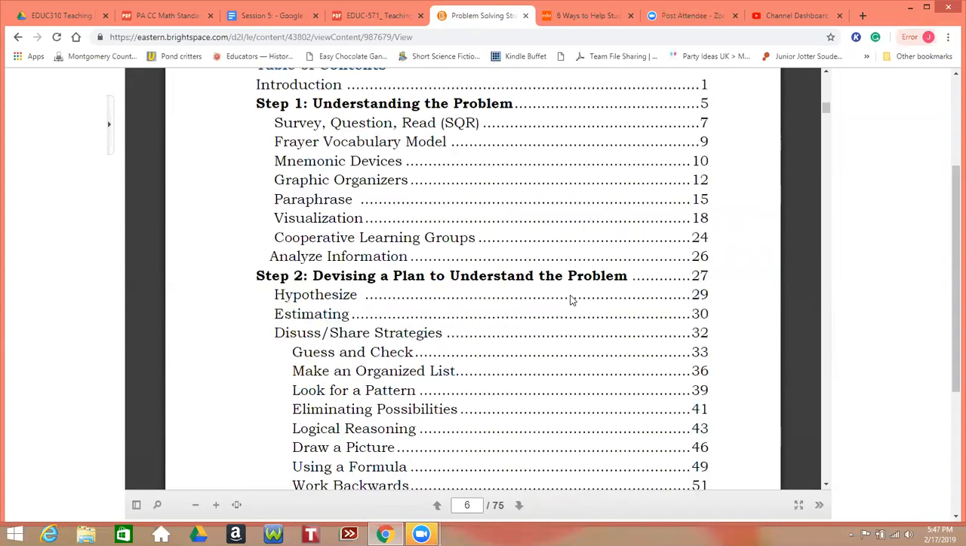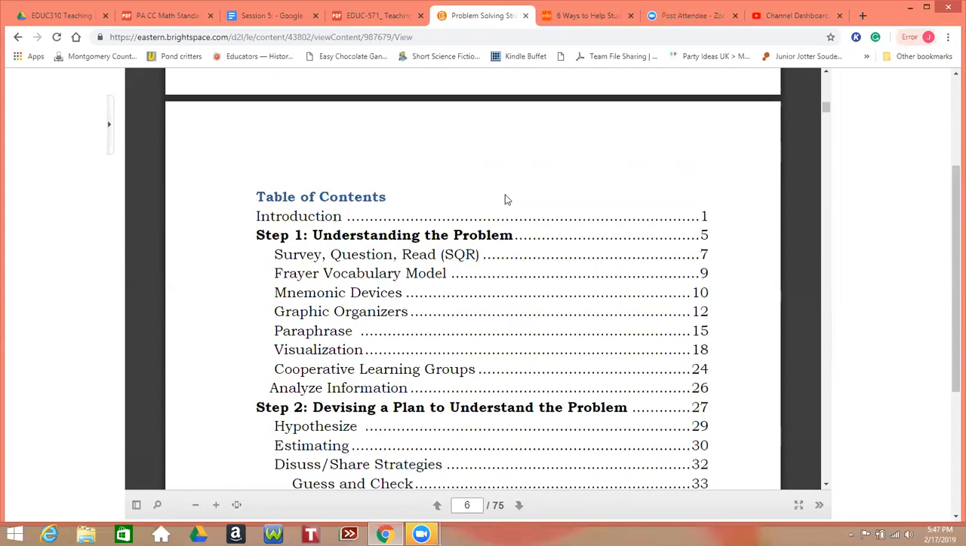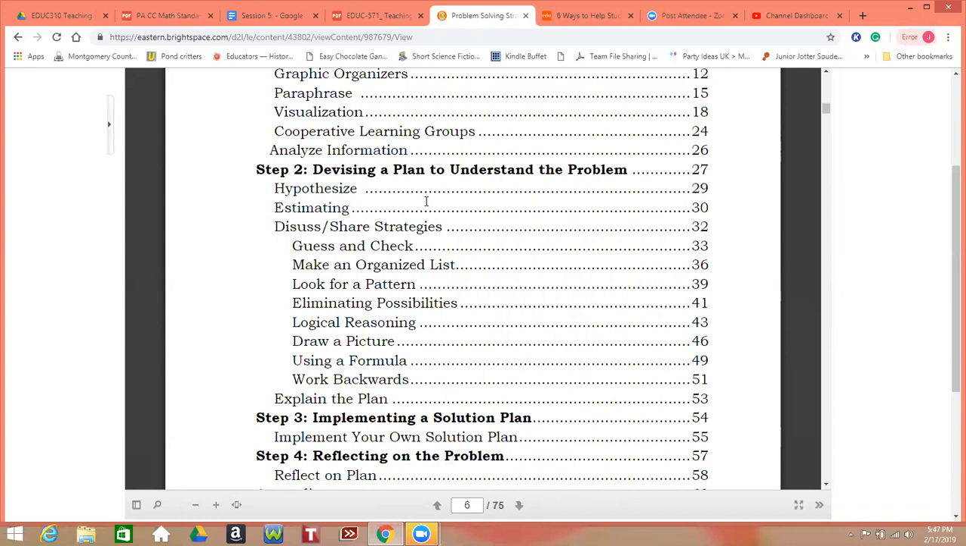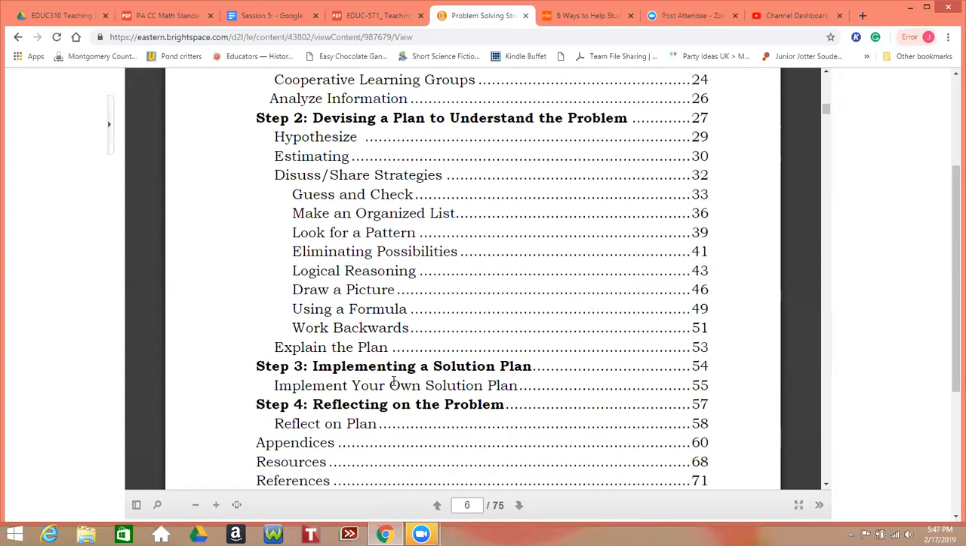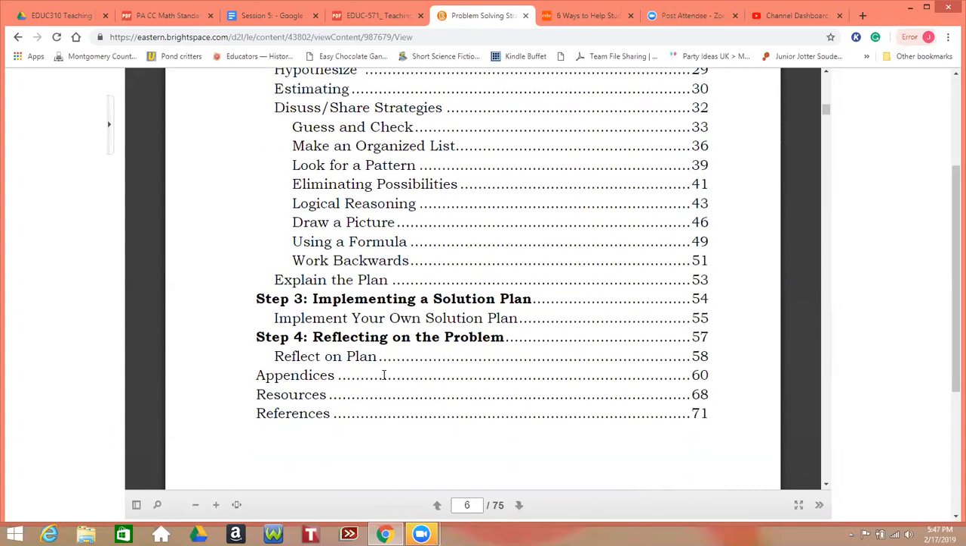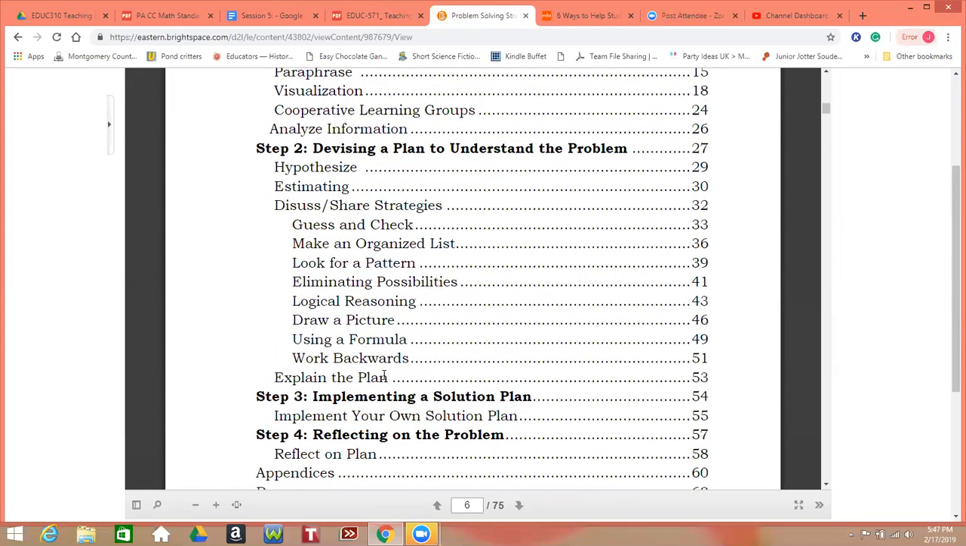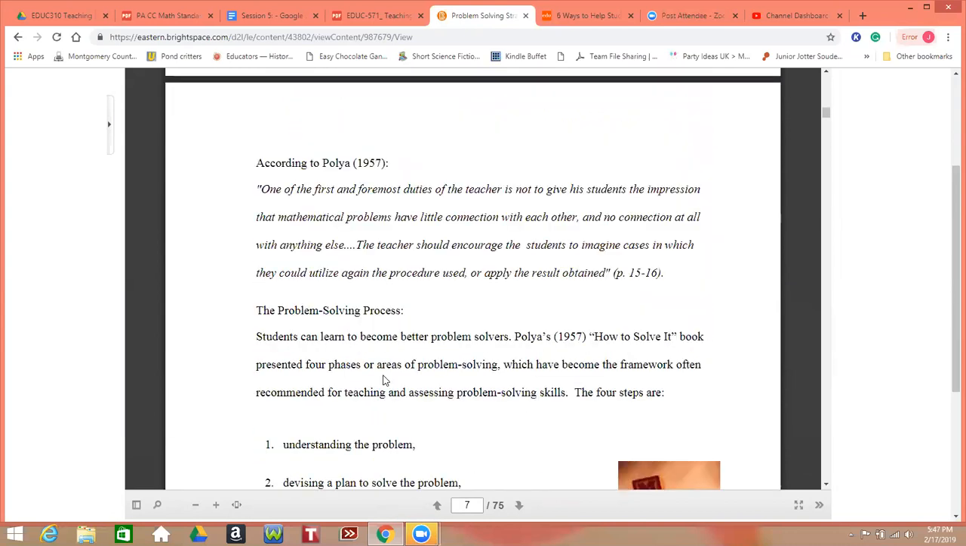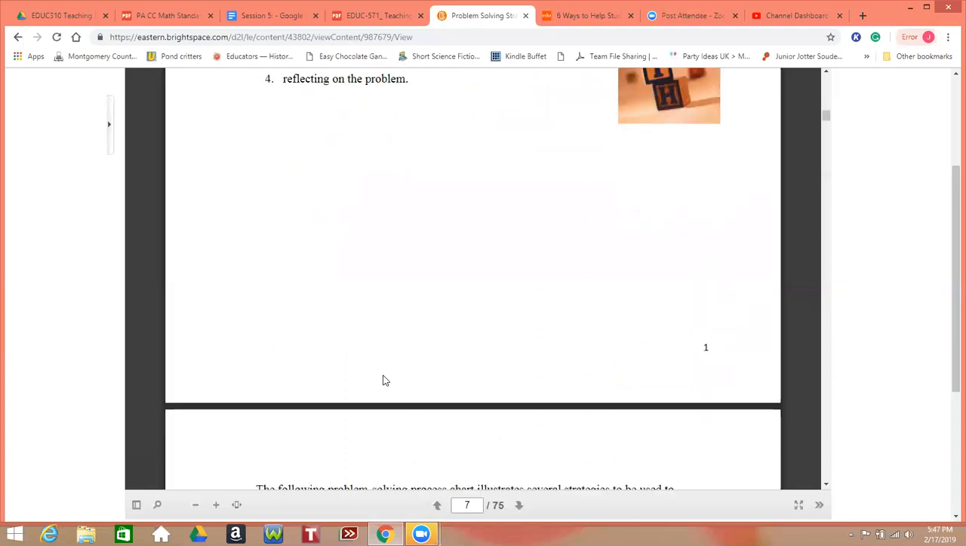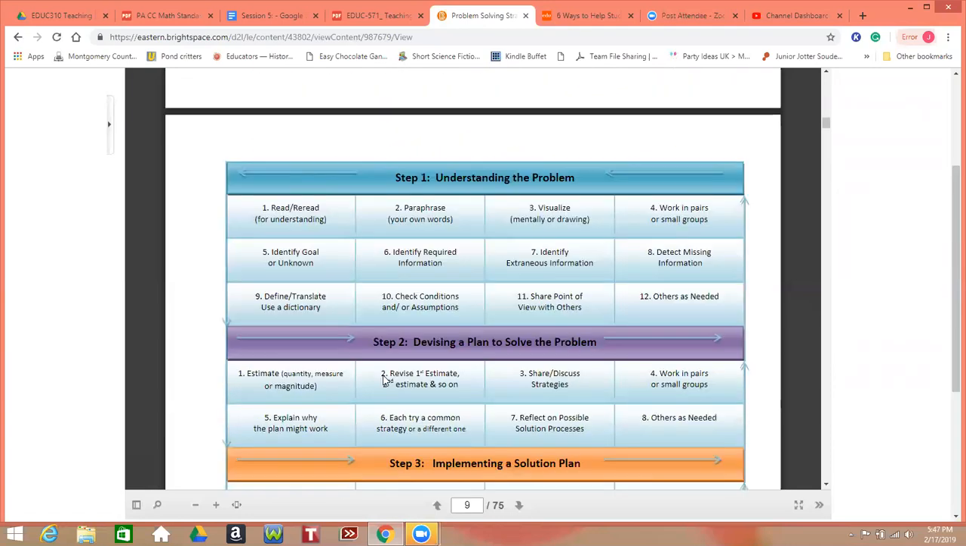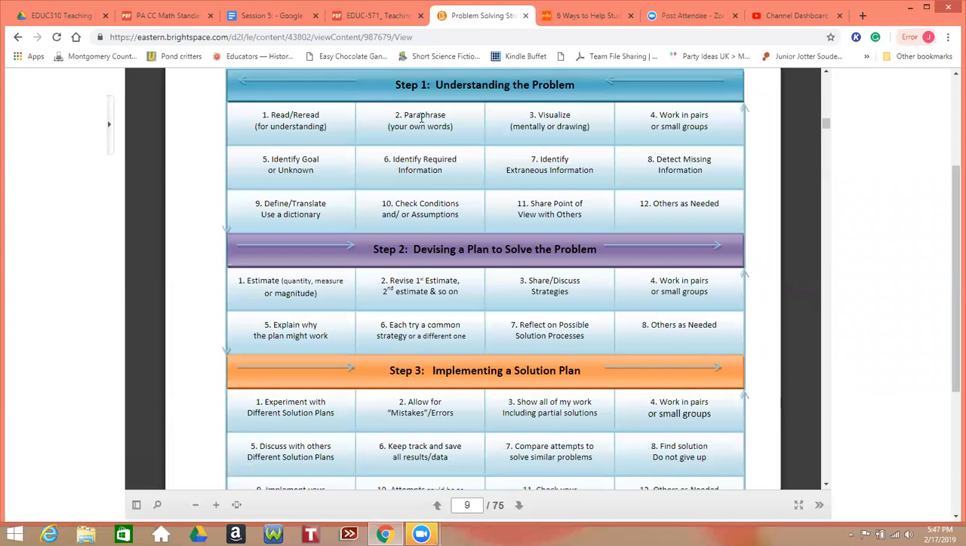So let me just bring up the table of contents here so you can at least see. So here, understanding the problem. They talk about different things that you could use to help you understand the problem. Same thing with devising a plan. They go into each of these different methods for how that might look, like choosing a plan that would work for a particular word problem, and then implementing your solution, and then being able to reflect on the problem. So there's lots of different strategies here, and they actually give you examples in here, which is nice for you to check out. So I like this page here, step 1, understanding the problem.